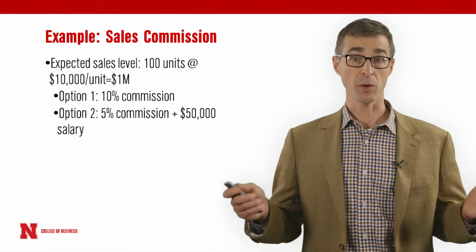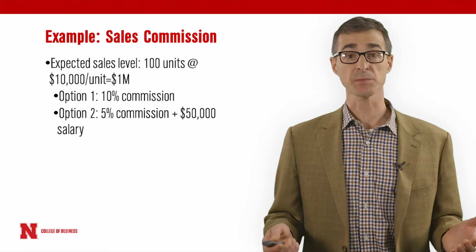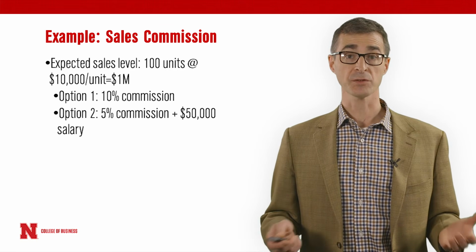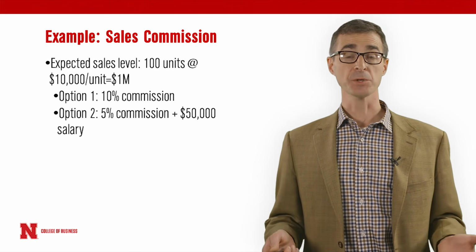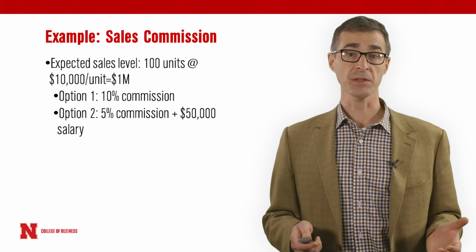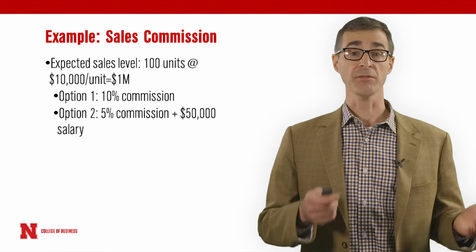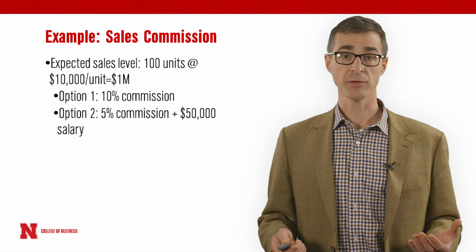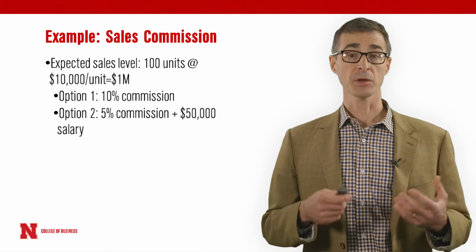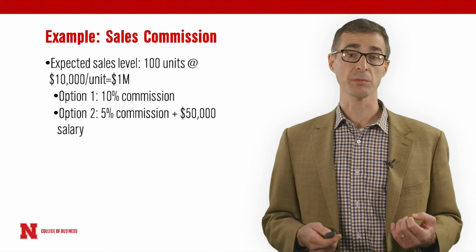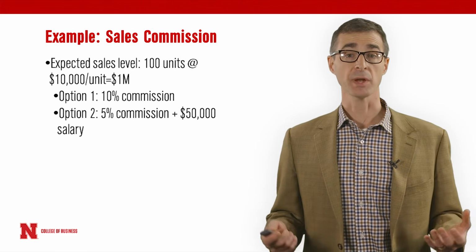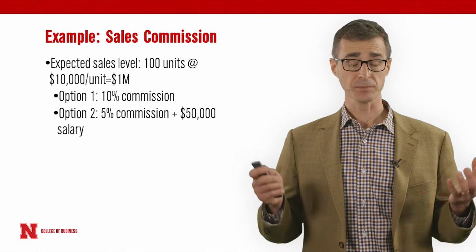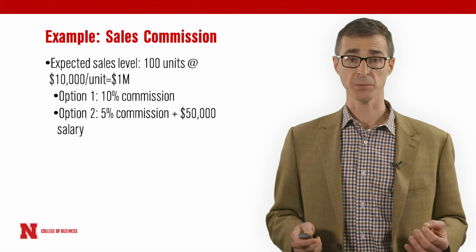That would have, at a $1 million sales level, an expected payoff for the salesperson of about $100,000, 10% of $1 million. Option two is a flat $50,000 salary plus a 5% commission. This also would generate an expected payoff of $100,000. The commission piece would be 5% of $1 million, or $50,000, which when added to the fixed salary of $50,000 generates a $100,000 expected payoff.